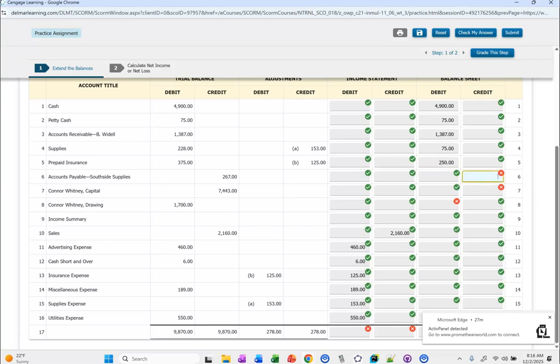And then we have 267. And then 7443. And then 1700. Let's check that column. So that all looks good. And the last thing we need to do now. Oh my God. This stupid thing.